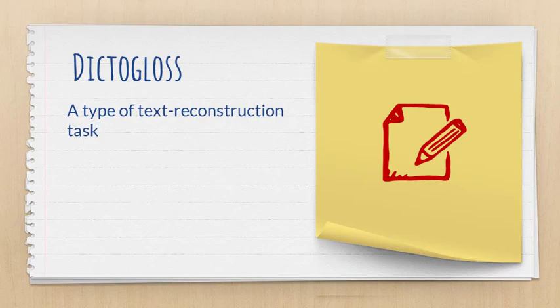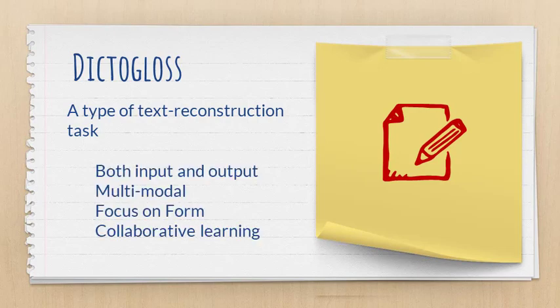And a dictogloss is believed to be good for language development for several reasons. The first one is it involves both input and output. The second one is that it involves multiple modalities. You have written and oral language. The third one is that it is one way of doing focus on form, which we unpacked in another video. And it involves collaborative learning.